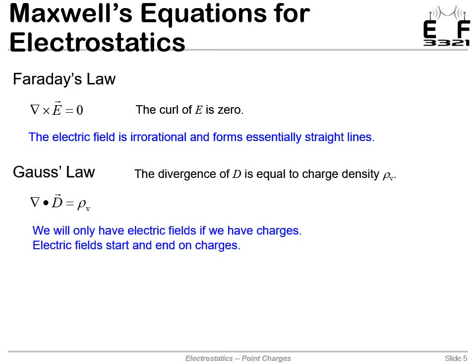The second equation is Gauss's law. This says the divergence of the electric flux density D is equal to the charge density. This is telling us that if there's charge, the electric fields will either diverge from it or converge to it. So electric fields have to start and end on charges. The electric fields, again, are not allowed to form loops. That would be the case if the divergence was zero, if there's no charge.